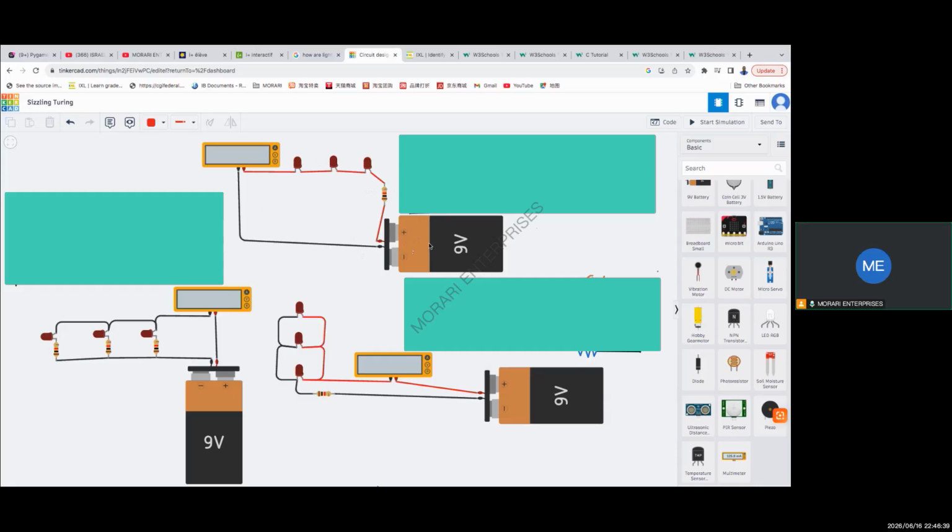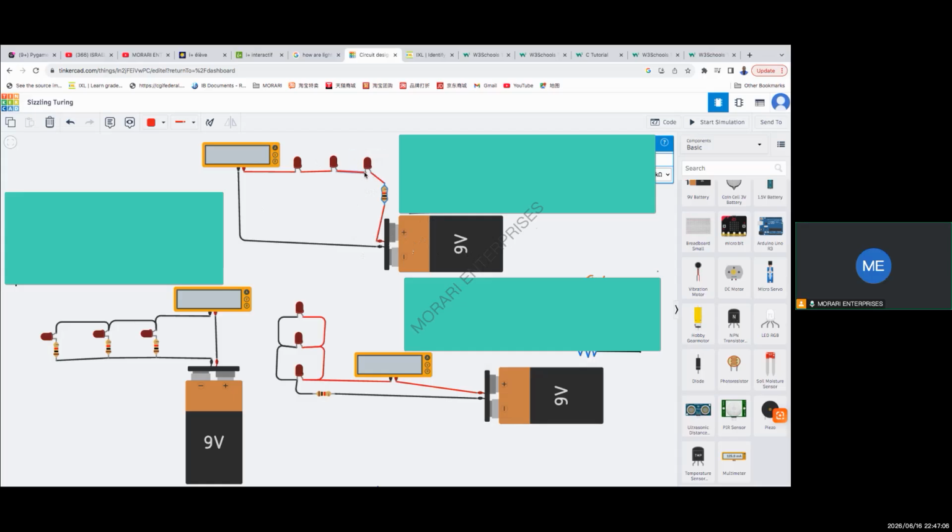This is our source. It's a 9-volt battery. This is a positive terminal. So current will flow from the positive terminal through a resistor. This resistor is a 1 kilo ohm or 1000 ohm resistor. Current will flow into the LED, and this is the anode.